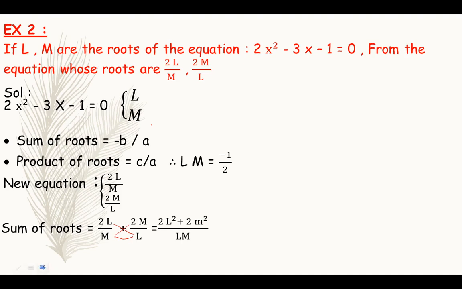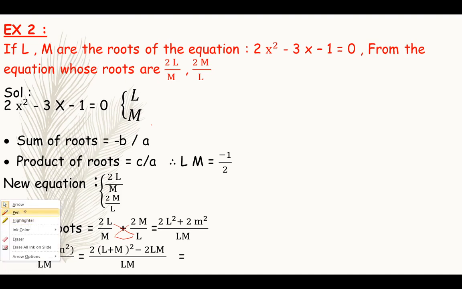Now here we take 2 as a common factor, so the result will be L power of 2 plus M power of 2. I'm going to erase these two. L power 2 plus M power of 2. And we are going to replace L power 2 plus M power 2 by the rule L plus M all power of 2 minus 2LM.